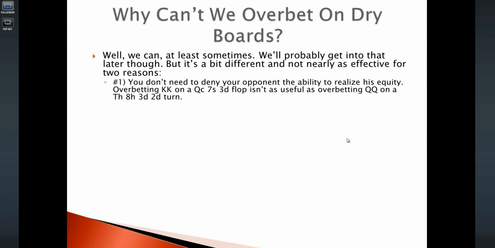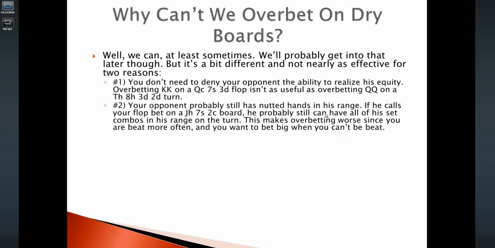Whereas when you overbet queens on a 10 of hearts, 8 of hearts, 3 of diamonds, 2 of diamonds turn, you're likely going to make them fold some flush draws, some straight draws, some overcards, a bunch of 5-out pair hands that queens are quite vulnerable to. So overbetting just makes sense on wet boards to make your opponent have a hard time realizing his equity.